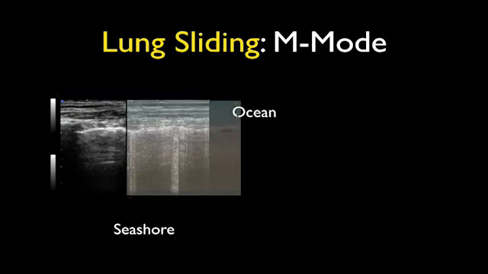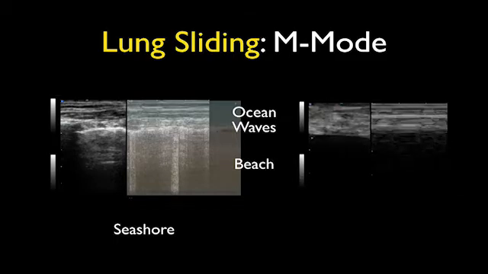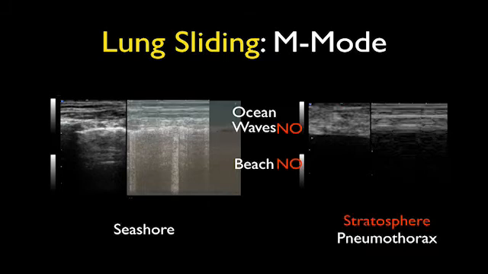You have the straight lines, and then that wave is the pleural line, and then the graininess is actually the sliding. So when you have a pneumothorax, you don't have the waves and you don't have the beach. And this is called stratosphere for pneumothorax. Some people will refer to it as a barcode sign, but that's not actually how Lichtenstein initially described it.